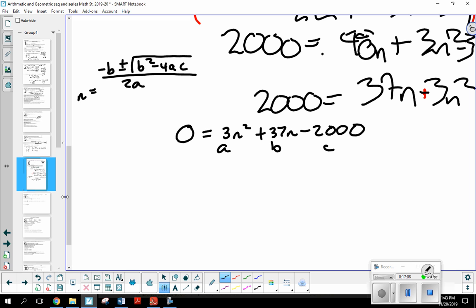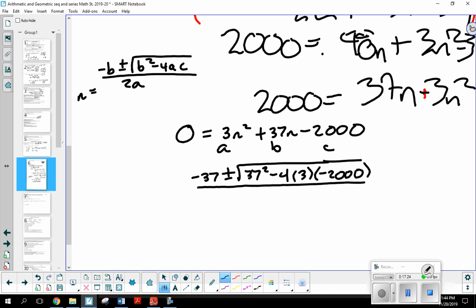Okay. So I'm going to go ahead and plug everything in here. First off, the opposite of B, so that would be negative 37 plus or minus the square root. Well, then I would have B squared, 37 squared, minus 4 times A times C, all divided by 2 times A, so that would give me 6.